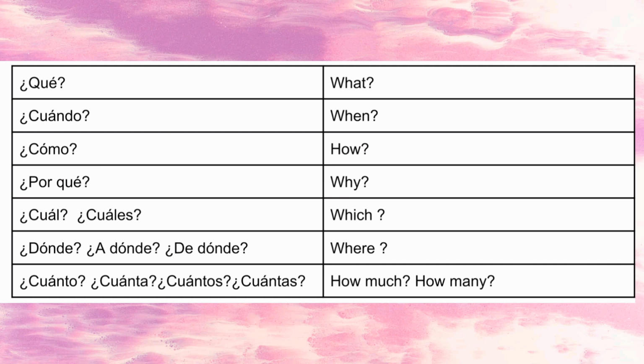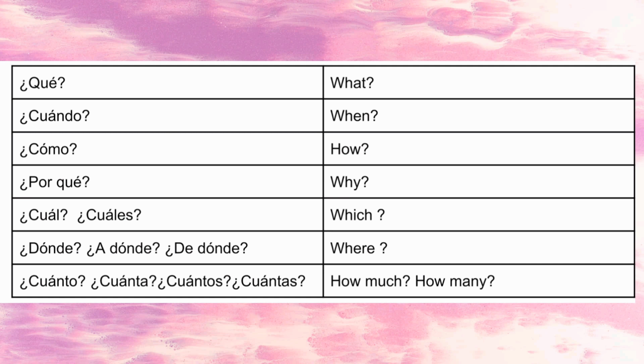¿Dónde? ¿A dónde? ¿De dónde? Where? ¿Dónde expresses the location in which you are or where something is found. ¿A dónde refers to the direction, going from point A to point B. And ¿de dónde makes reference to the origin. ¿De dónde refers to the place that you come from or the place where you have been.